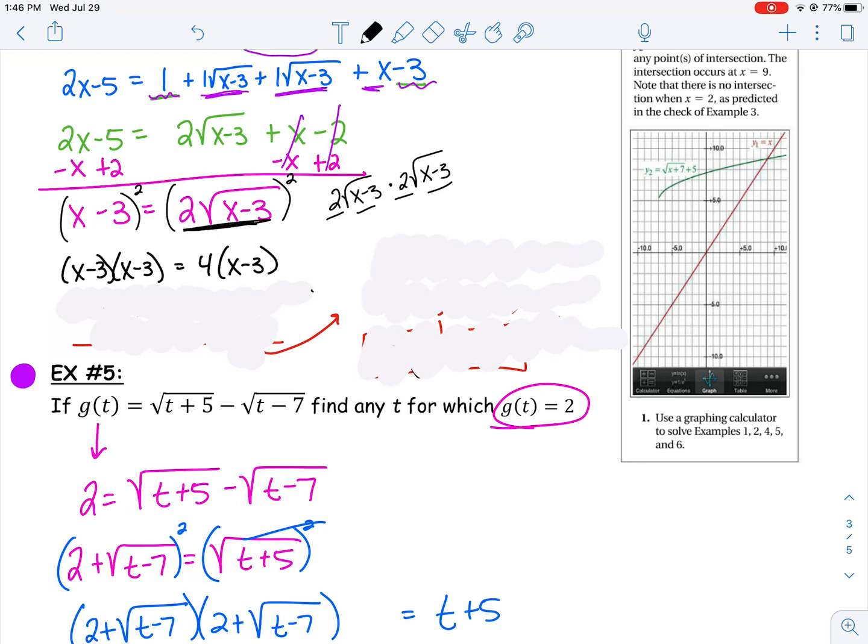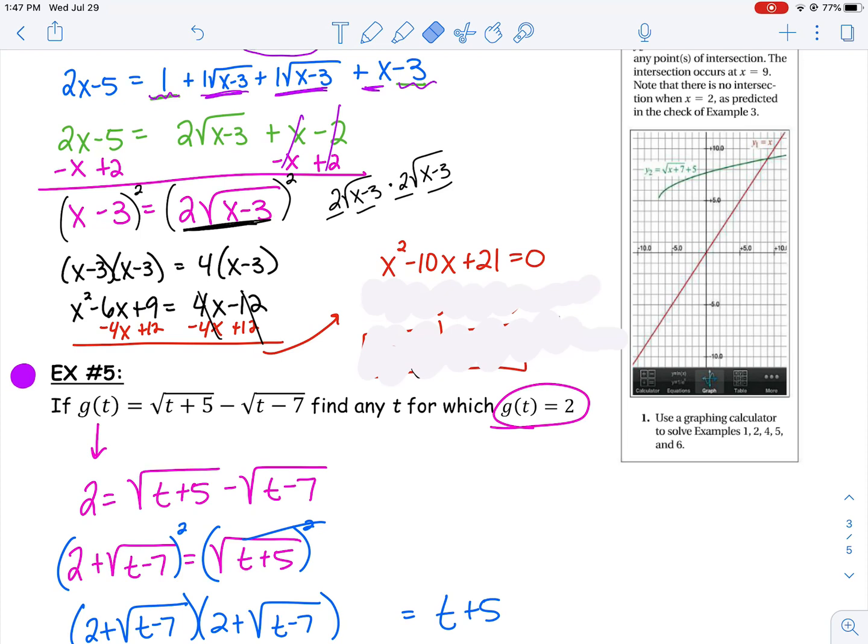Now let's go ahead and FOIL and distribute. When I FOIL the left side and combine like terms, I end up getting an x squared minus 6x plus 9. When I distribute the right side, I end up with a 4x minus 12. It looks like I have x squareds and x's, a quadratic, so I know that I want to get everything to the same side so I can solve by factoring. I'm going to subtract 4x and add 12 to both sides so that I can get everything over to the left side, set equal to 0. When I do that, I end up with an x squared minus 10x plus 21 equal to 0.